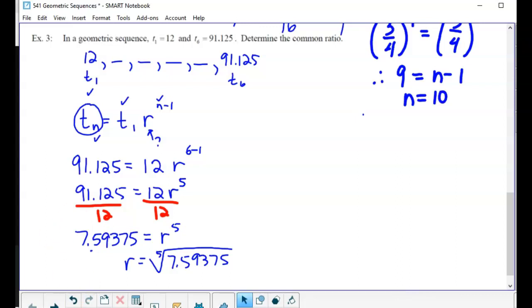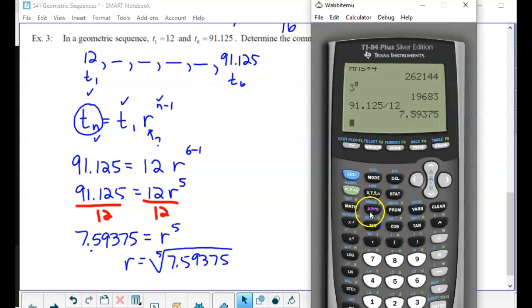So now, in your calculator, you can go 5th root, so put the 5, math, xth root, and then that answer, second negative. Okay, it's 1.5. It's a nice number.